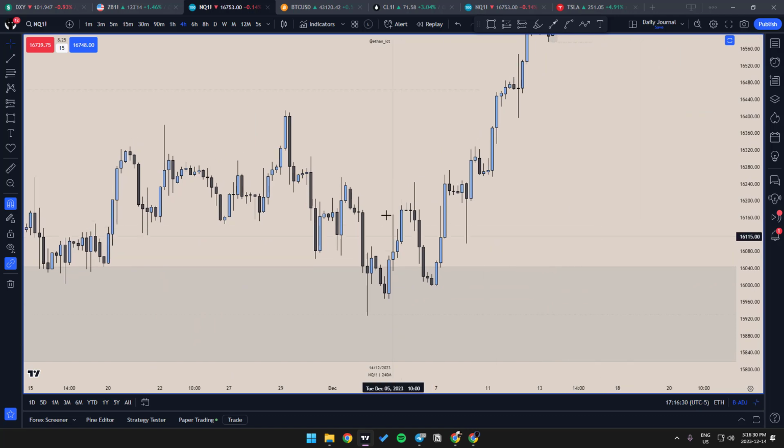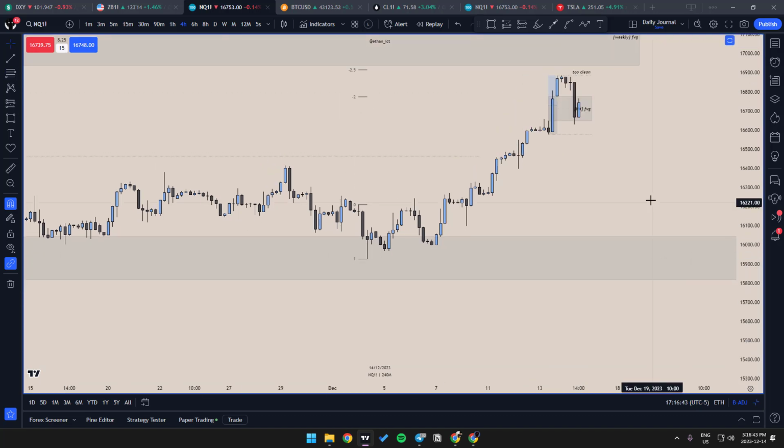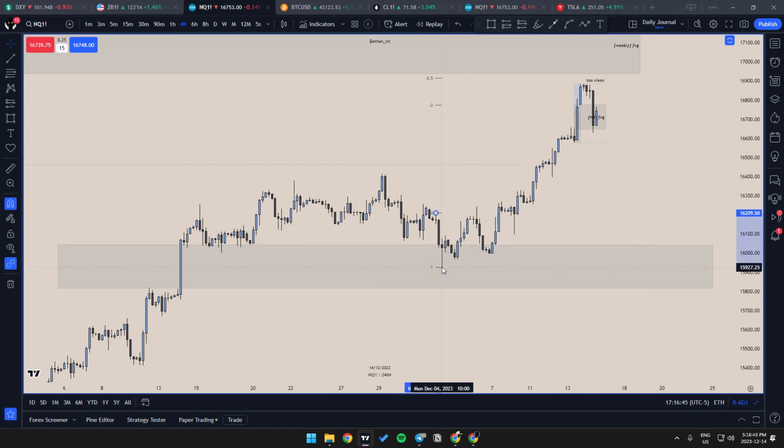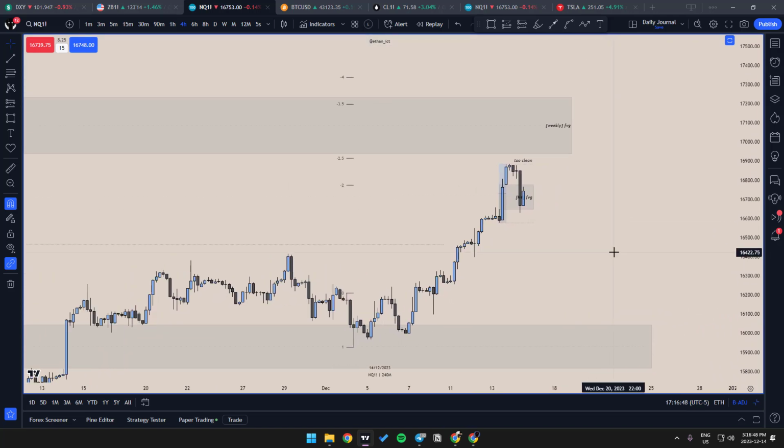And I find, what is our manipulation here? So what's the manipulation that started this up move? Well, it would be this specific manipulation right here. Right. Once you draw that out, you can look for your levels.